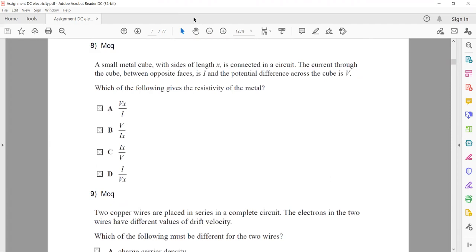In question 8, a small metal cube with side of length x is connected in a circuit. The current through the cube between the two opposite faces is I. The potential across the cube is V. Which of the following gives the resistivity? So it's a cube and all the sides of the cube are x. So this one is x, x, x.